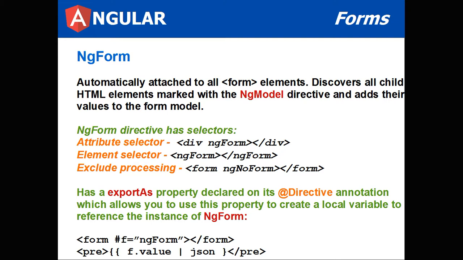It also has an exportAs property declared on its directive annotation, which allows you to use this property to create a local variable to reference the instance of NgForm. For example, if I had form #f="ngForm", then what I'm stating here in Angular is I want f to represent the value object of the form. And so I could actually list the value object of the form.